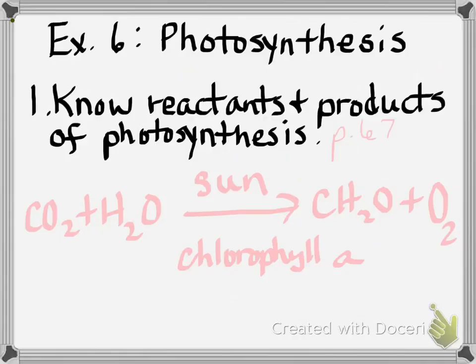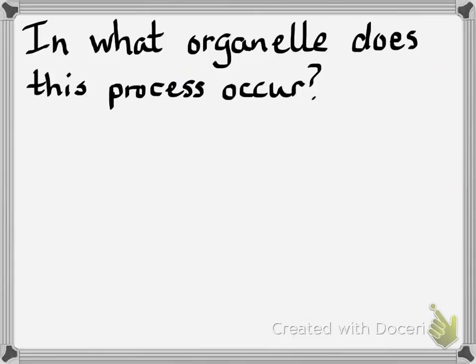Everybody okay on number 1, the reaction? Okay. Still on number 1. In what organelle does photosynthesis occur? Chloroplasts. Thylakoids and stroma of a chloroplast. Very good.